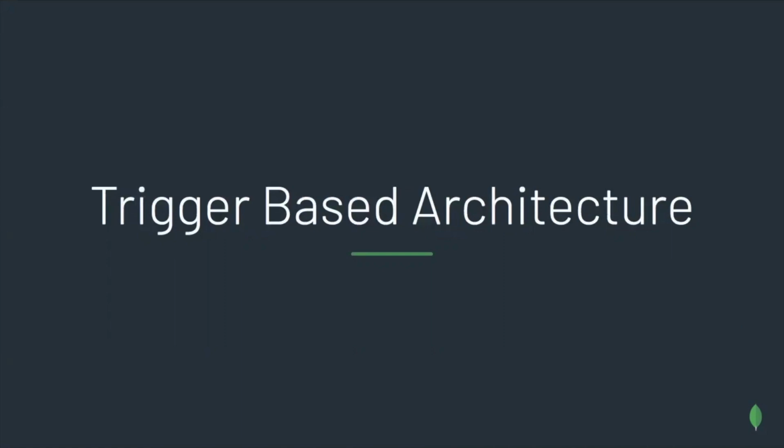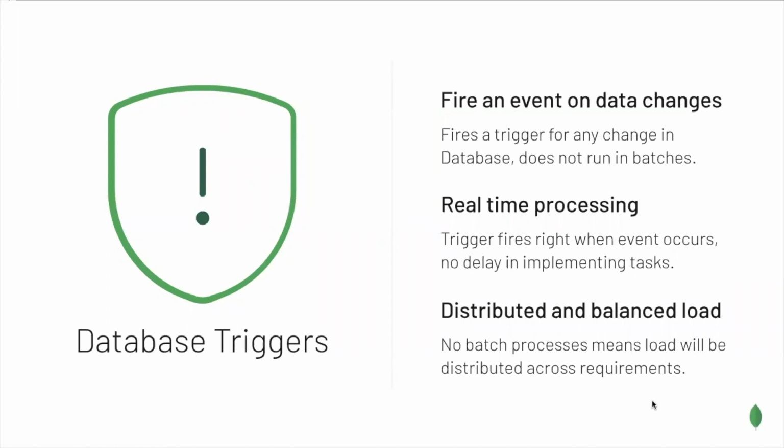So what is a trigger-based architecture? Database triggers are an abstraction and a wrapper around the MongoDB change streams that MongoDB Realm provides us with. These triggers fire automatically on the data changes that happen to our collections and databases, and for every change in the database, it fires a single trigger.